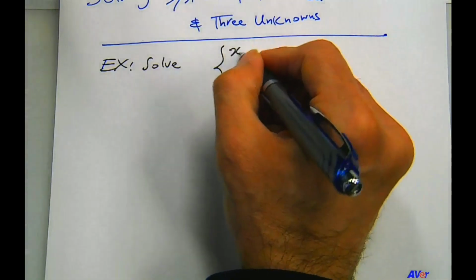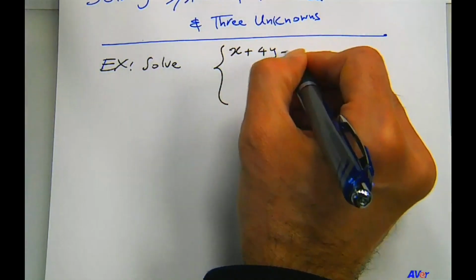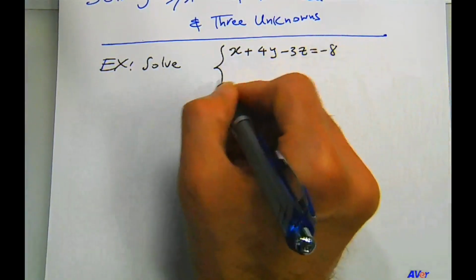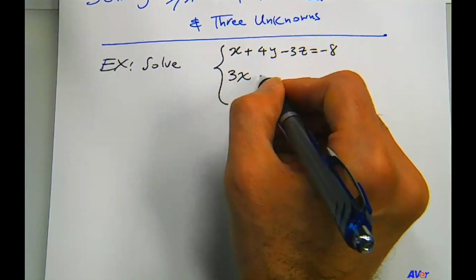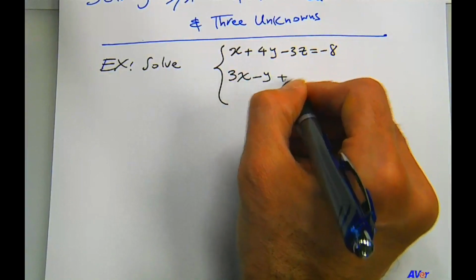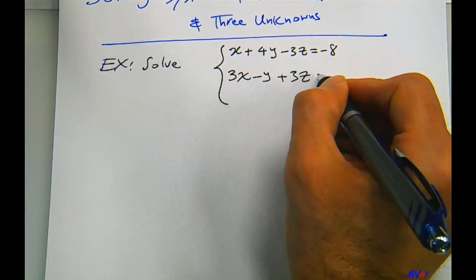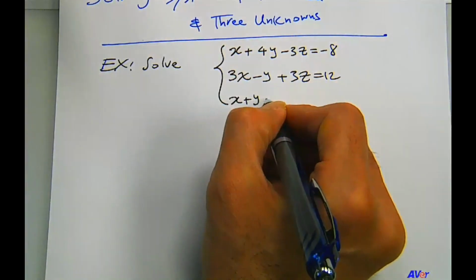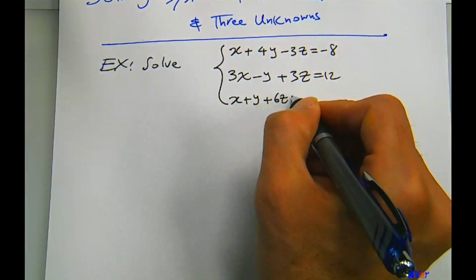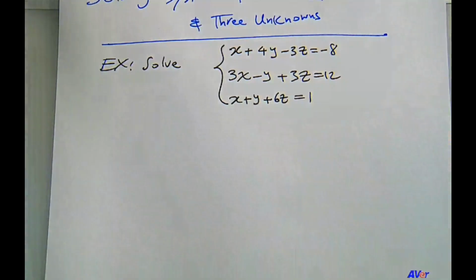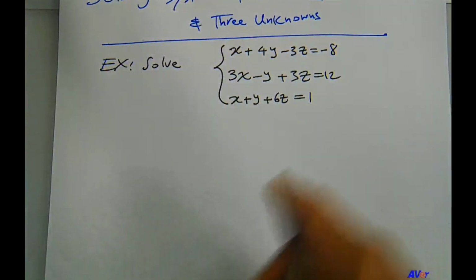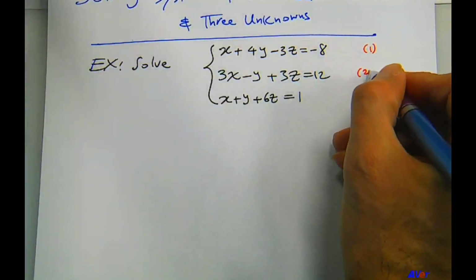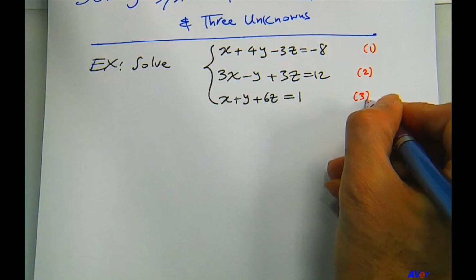We have x plus 4y minus 3z equals minus 8, 3x minus y plus 3z equals 12, and then x plus y plus 6z equals 1. Okay, so let's label these 3 equations as equation 1, equation 2, equation 3.